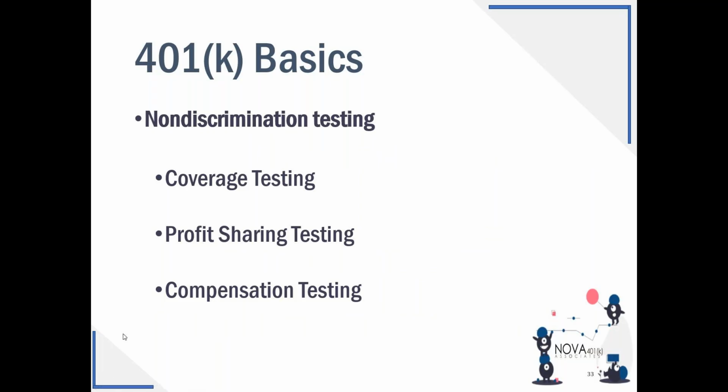The IRS does have non-discrimination tests that are required to be done on 401k plans on an annual basis. That includes coverage testing, which tests based on how many people benefit in the plan. There's also profit sharing testing, which tests if the contribution is being allocated fairly between highly compensated and non-highly compensated employees. And then there is compensation testing, and that does not need to be done on all plans, but if your plan excludes certain types of compensation, then that excluded compensation needs to be tested to make sure that that is fair according to the IRS guidelines.